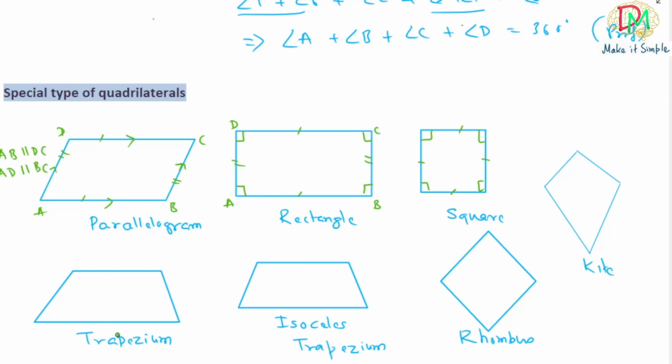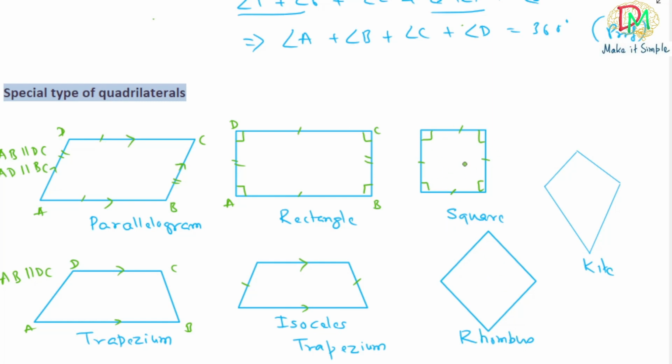And here it is the trapezium. Only one pair of opposite sides are parallel. ABCD is a trapezium. Then we can say AB parallel to DC. And when the other two non-parallel sides of the trapezium are equal, then we can say this is an isosceles trapezium.